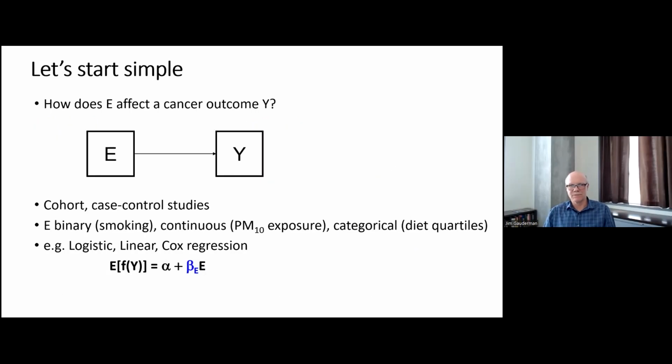So I'm going to start really simple here. How does an exposure affect cancer? Well, this is kind of basic biostats here in epidemiology. There's case control, cohort studies, et cetera. E can be binary, continuous, categorical, and we typically use some kind of a fairly simple logistic, linear, or Cox regression, depending on the nature of the outcome, to model the effect of E on the outcome. And we include covariates in there to adjust for confounders, et cetera, but I'm going to omit those for now.